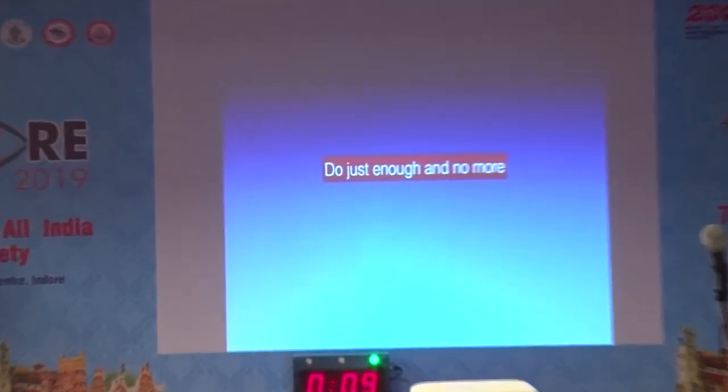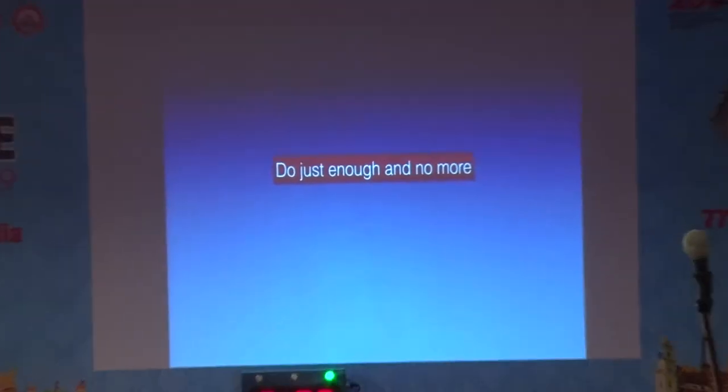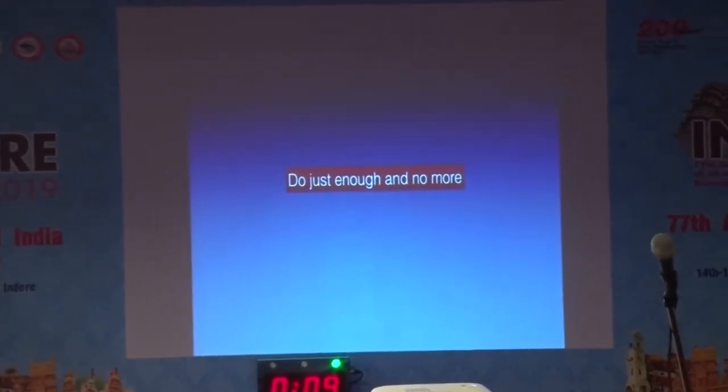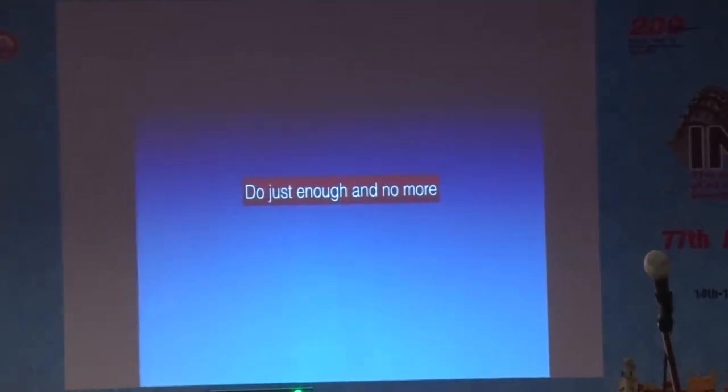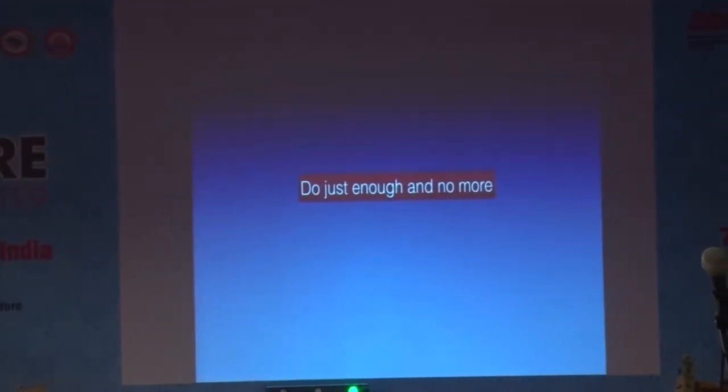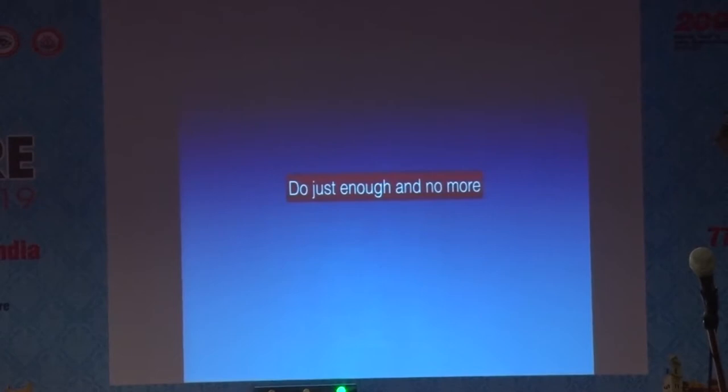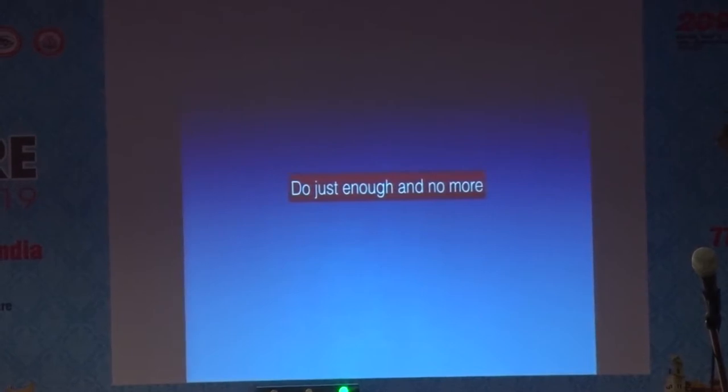The purpose of any vitrectomy surgery is to achieve the goals, be it reattaching the retina, removing the vitreous opacity, relieving the traction, or removing the fibrovascular tissue. But it should be done in such a way that you just do enough and no more. You don't want any complications, basically.